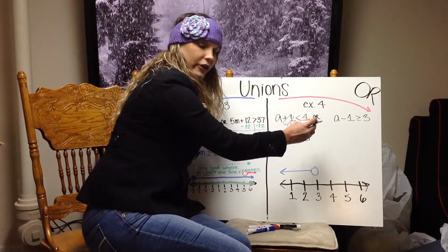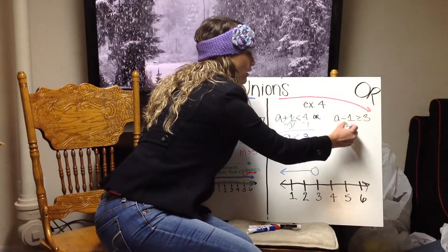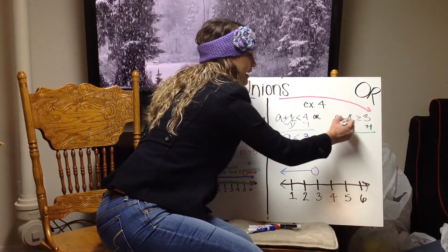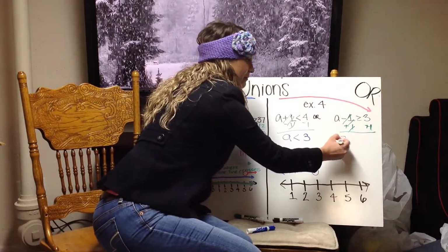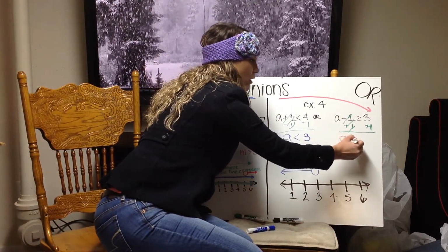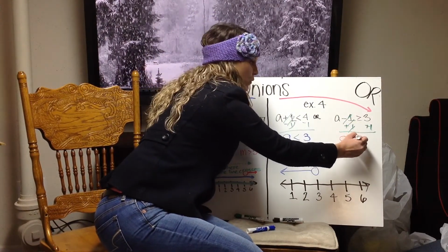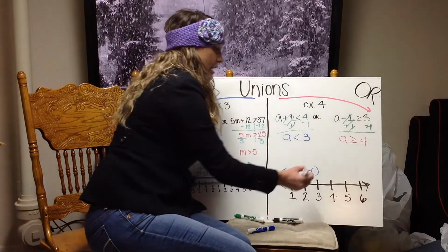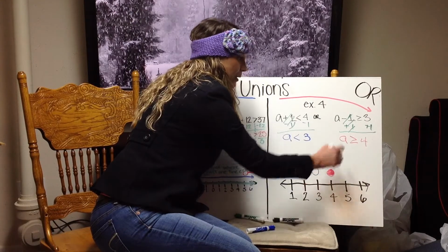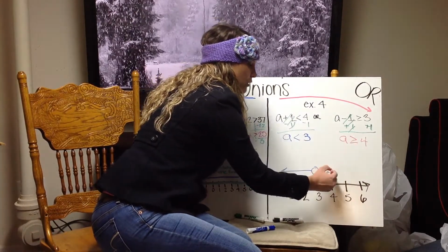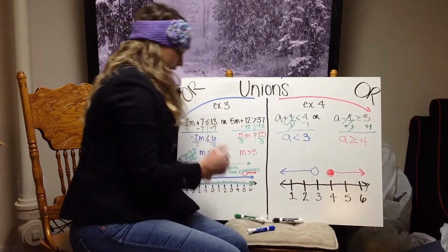When we solve this other inequality, we are going to add 1 to both sides to cancel out our 1's. That leaves us with a is greater than or equal to 3 plus 1, which is 4. And when we graph that, we're going to have a closed circle on the 4. And it represents all of the numbers greater than 4, so we are going to shade it to the right.